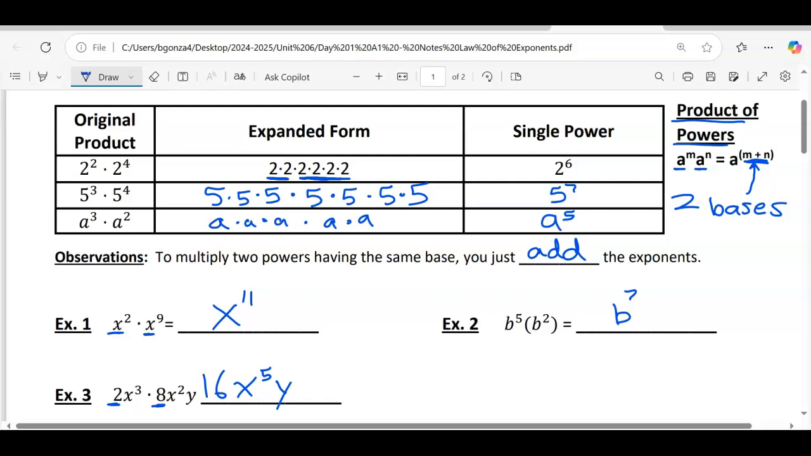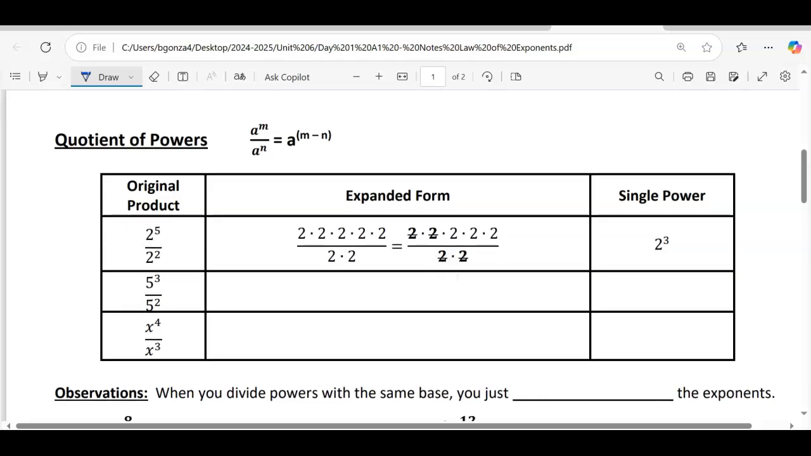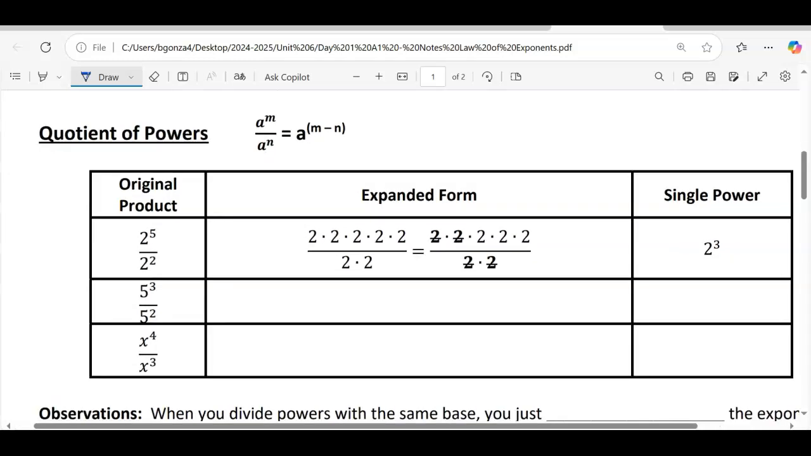So let's look at the next section, which is quotient of powers. Quotient means dividing. So you can see that in the little rule right here. When you have, again, two bases, one on top, one on bottom, that are the same, what do I do with the exponents? I'm going to subtract. So multiplying was add the exponents, dividing is subtract the exponents, okay?